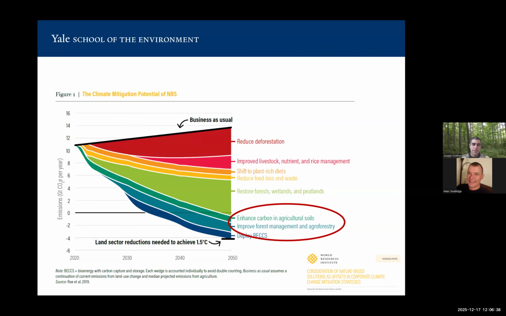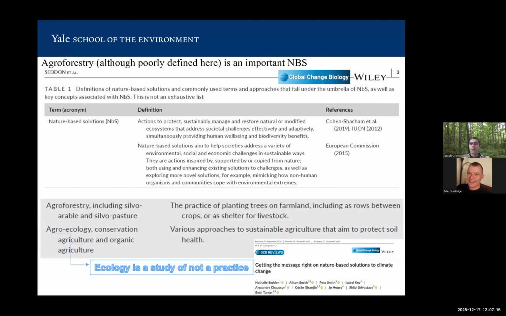And I like this. It's a nice visual. It gives you an idea of where we fall with agroforestry and agricultural soils. And so you see the two of them that I have circled there: enhancing carbon in agricultural soils and improving forest management and agroforestry. So both of these are potentially where silvopasture falls in, meaning, can we increase the carbon content of agricultural soils by adding trees and grazing livestock? The other question is, can we improve agroforestry, the practice of silvopasture, or the implementation of silvopasture, and store carbon, such as in the trees? And so silvopasture gets a lot of attention as a nature-based solution.